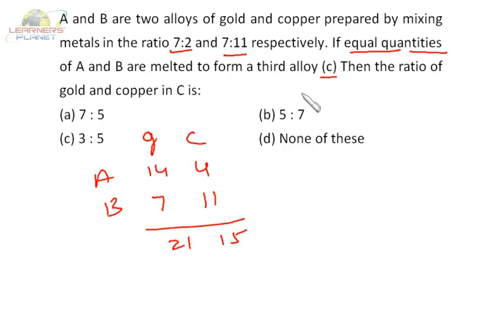Ratio of gold and copper, that is 21 is to 15, that is 3 times 7 and 3 times 5. So it's 7 is to 5. As simple as that. No paperwork is required actually. I hope you are clear.